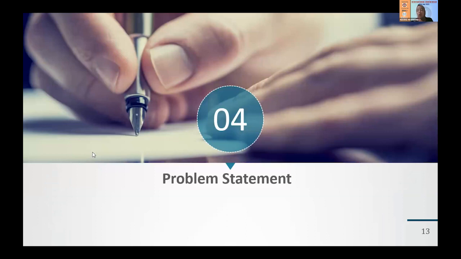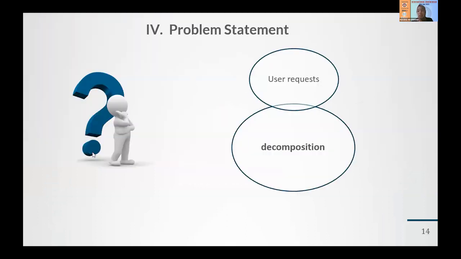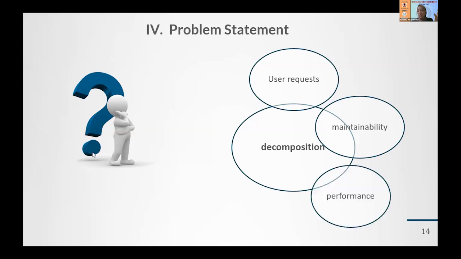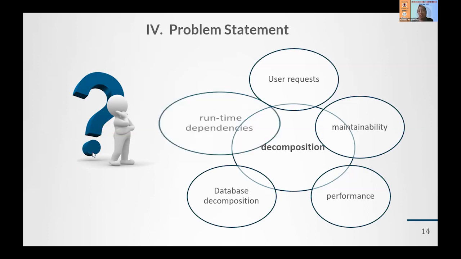So just to define what we actually need: we need a decomposition that takes the user requests to define all the dependencies that we have in our monolithic application and to produce microservices that have maintainability and performance. And also we need to decompose the database to assign to each microservice its own database. And all of this will be in runtime execution.